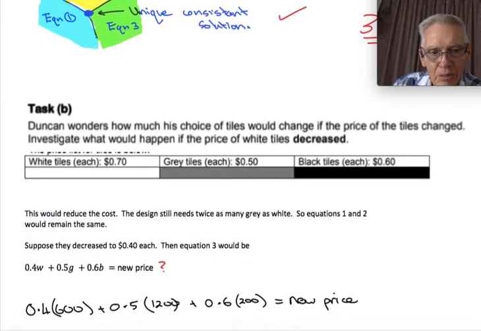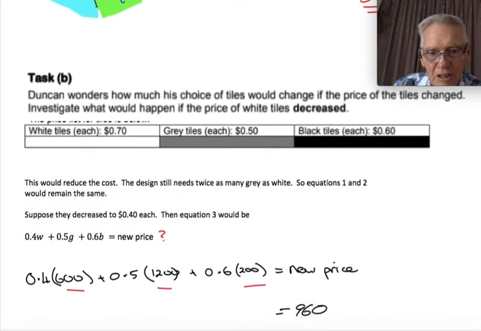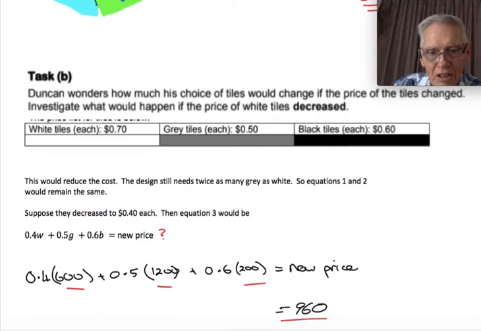So we've got point B, 0.4 times 600, 1,200, 600. Where did I get these? Those are the number of tiles that we've found in a previous answer equals the new price, and we find the new price is $960. So this is for merit.